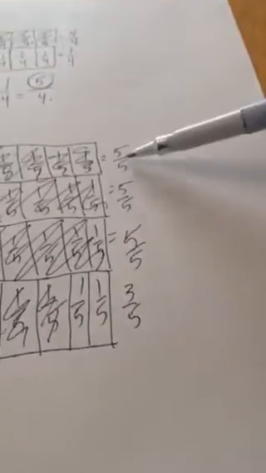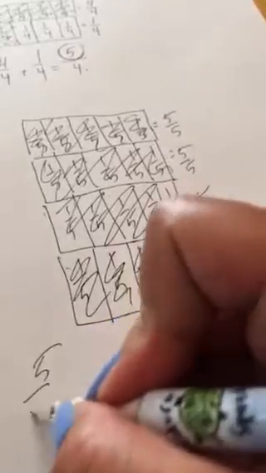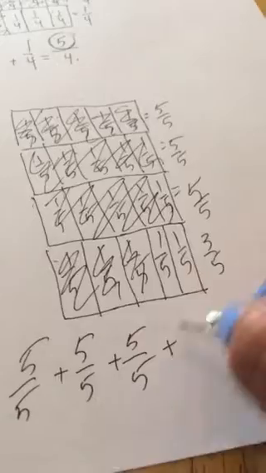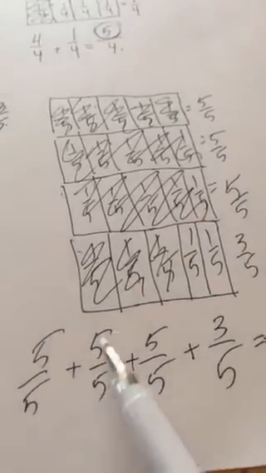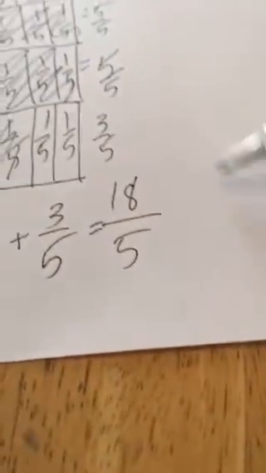So now I have 5/5, 5/5, 5/5. So there's 1, 2, 3 wholes and 3/5. 3 3/5. So I want to show it as an improper fraction. Remember, improper fraction means that the numerator is larger than the denominator. So I keep the denominator the same, and I add the numerators. 5 plus 5 is 10. 10 plus 5 is 15. 15 plus 3 is 18. And my improper fraction for 3 3/5 is 18/5.